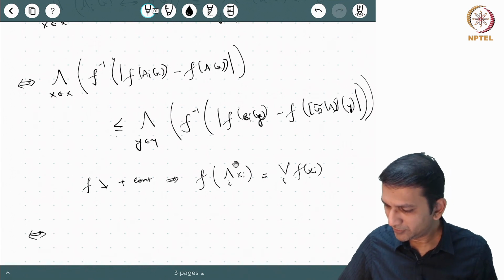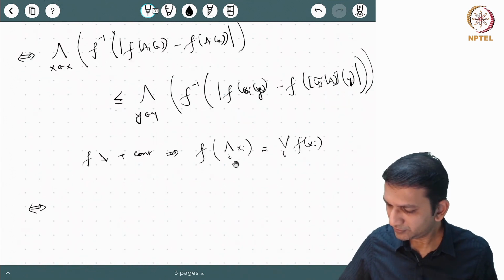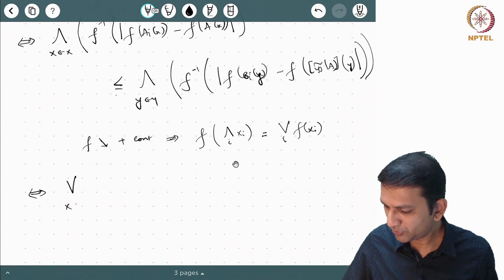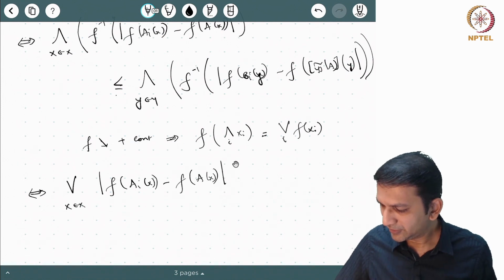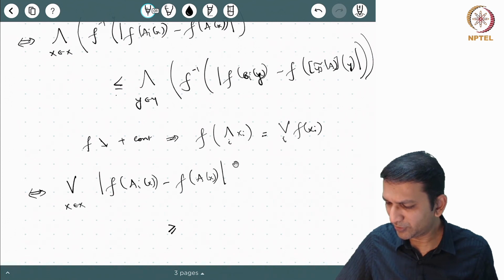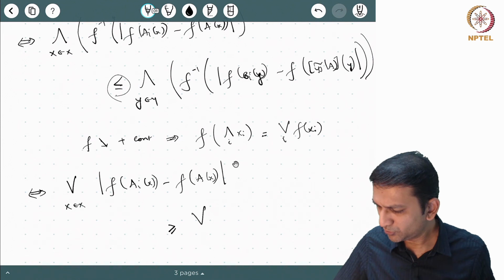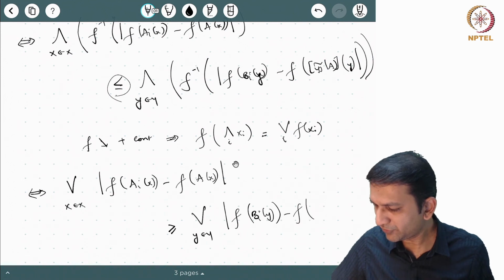So we get the supremum over x element of X. f and f will get cancelled. Minus f of a of x is greater than or equal to, because this inequality will change, f is a decreasing function, the supremum over y of f of bi of y minus f of psi tilde a of y.